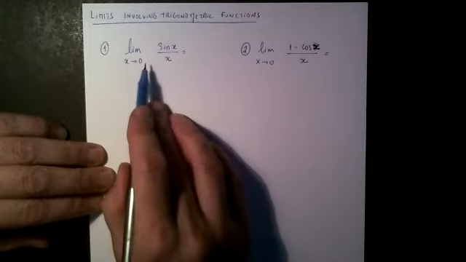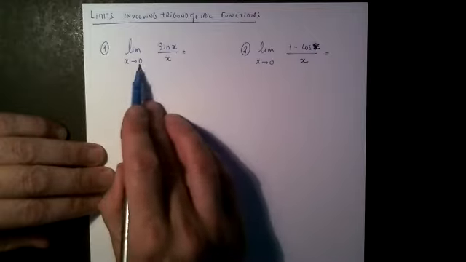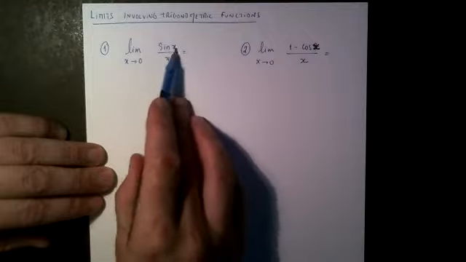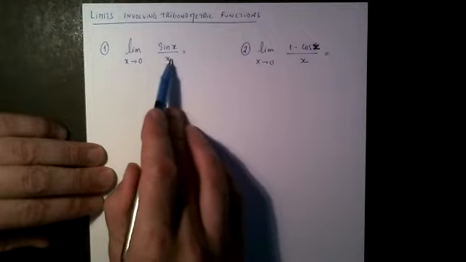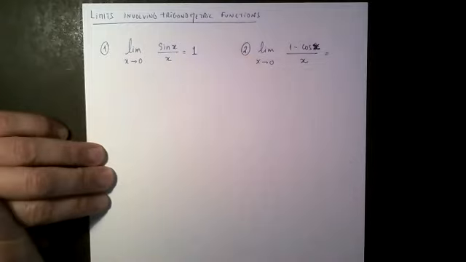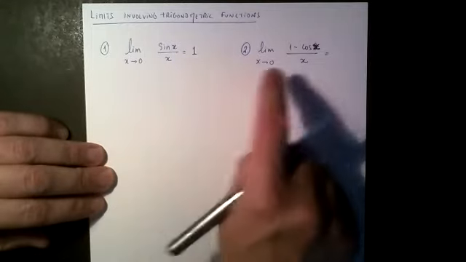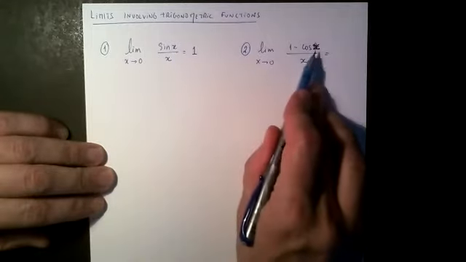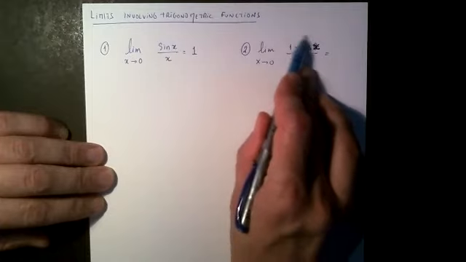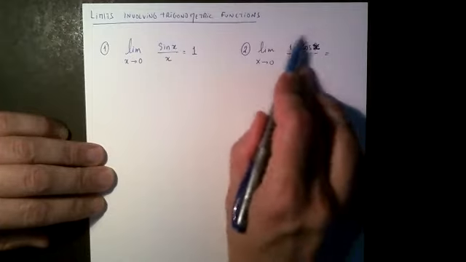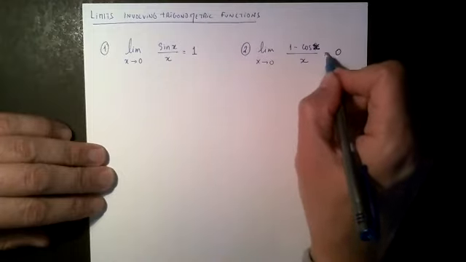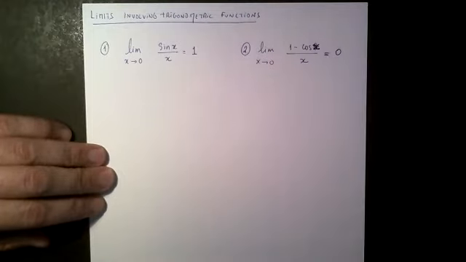Okay, so if you plug in 0 here, you get sine of 0 is 0 over 0. So 0 over 0. On this limit, you have to know that it's going to give you 1. Okay, we're going to prove it in 2 minutes. And this one here, if you plug in 0, so cos of 0 is 1. 1 minus 1 is 0 and over 0. So you have 0 over 0. And this limit, it gives you 0. Okay.